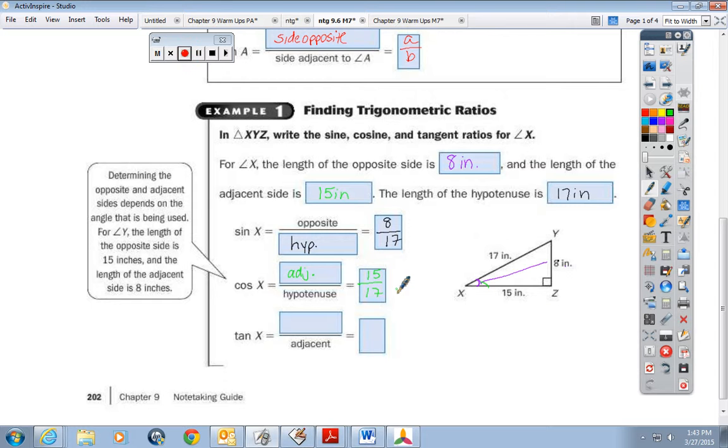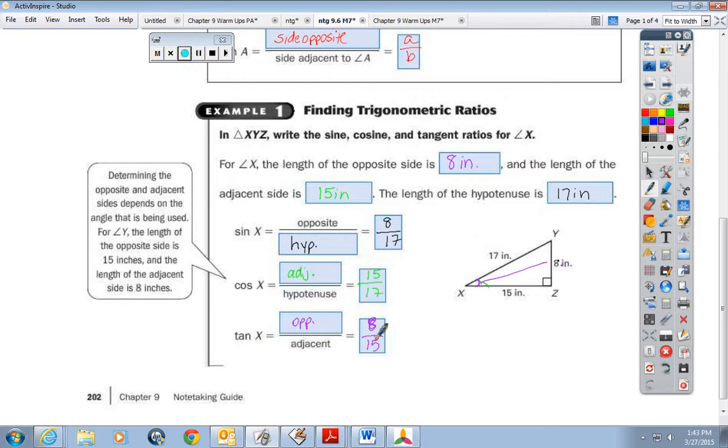Now the tangent. Go back up to your box. What is the ratio for tangent? The side opposite over the side adjacent. The opposite was what length? 8. And the adjacent was what? 15. And that's your answer. Again, you're just going to have to use that box to know which one. And what about all these questions? We're fixing to get to that.